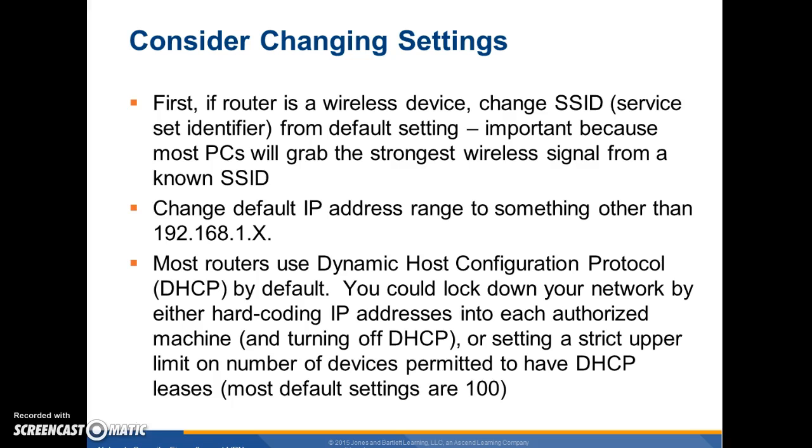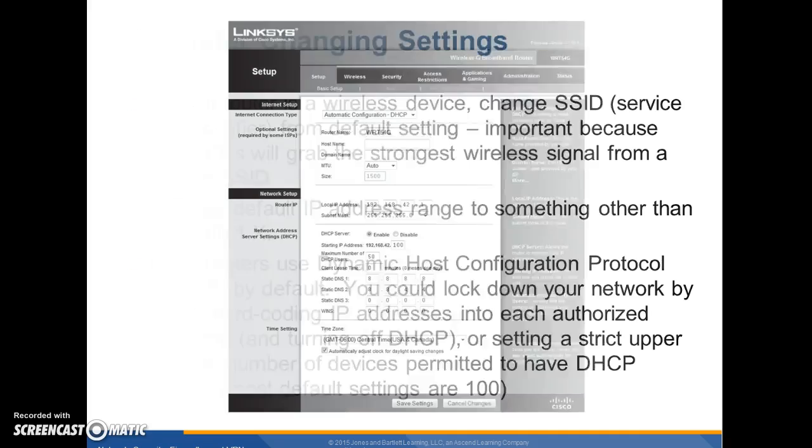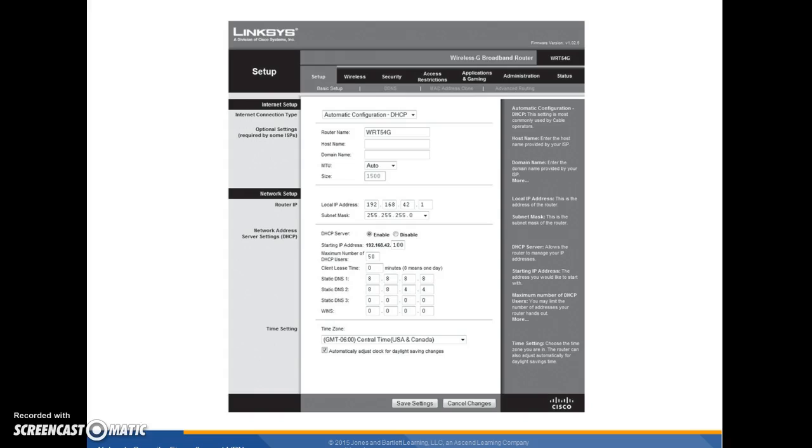You could lock down your network by either hard-coding IP addresses into each authorized machine and turning off DHCP, or setting a strict upper limit on the number of devices permitted to have DHCP leases. Most default settings are 100. If you have standardized SSIDs like Linksys in your wireless access table, and here's a Linksys image, you may find yourself on a neighbor or hacker system someday without realizing it.